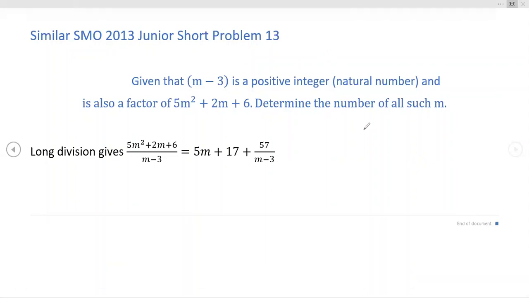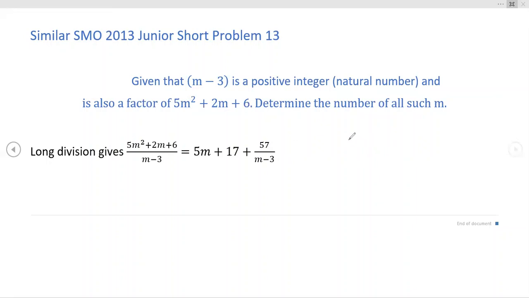But what's going on right here is we're given this information that m-3 is a positive integer, or a natural number. And that means m would have to be a positive integer or a natural number as well. Now, we're given that it's a factor, and maybe you could call this a divisor. It means the same thing. Factor and divisor are the same in this context. But remember that this is an integer expression, and you're given some powerful information: that m-3 is a factor or a divisor of this integer.